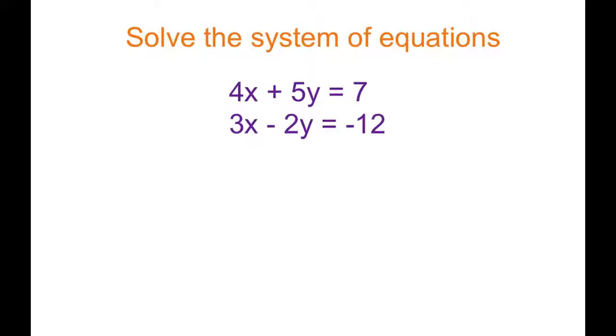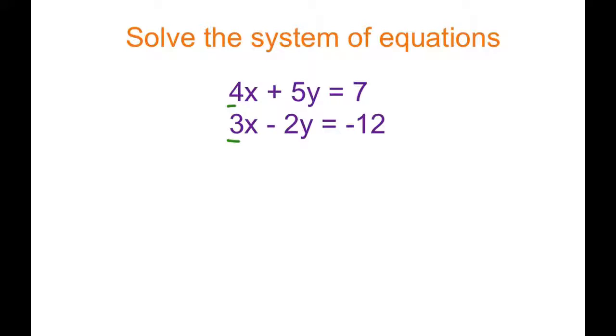4x plus 5y equals 7, 3x minus 2y equals negative 12. Alright, now this one looks a little trickier because I don't see a way to just multiply one of the equations by a number and easily get the same coefficient. You know, I have a 3 and a 4, I don't see anything there, and a 2 and a 5. I mean, yeah, I could multiply 2 by 2.5, but I want to try and stay away from fractions and decimals. It gets a little ugly there.